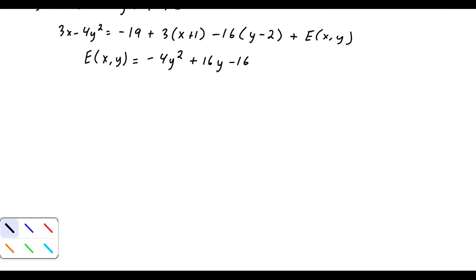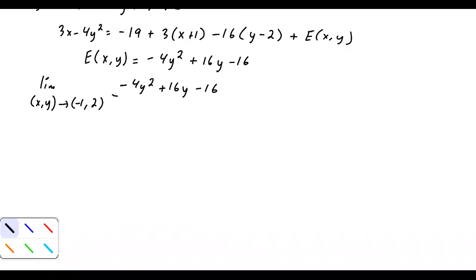Having developed this, we want to show that the limit as (x,y) approaches the point (-1, 2) of E(x,y), that would be -4y² + 16y - 16, that is our numerator, over the denominator, the square root of (x + 1)² + (y - 2)², the square root of all of that sum, is equal to 0.